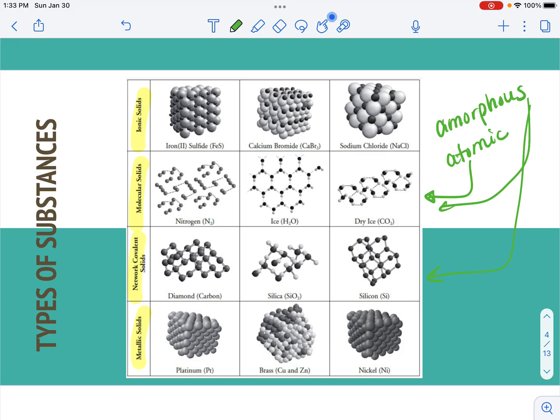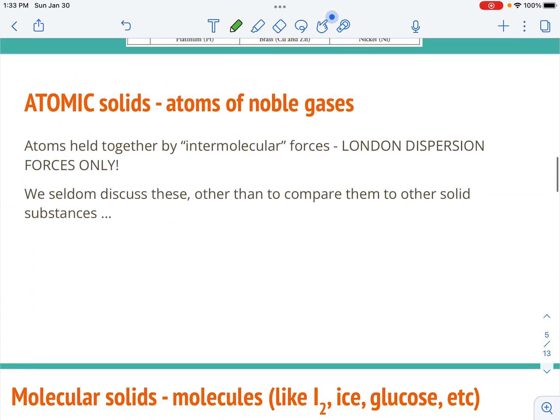I like this image because it gives you the pictures of where the atoms are compared to each other and the molecules between things, etc. So that gets you started.